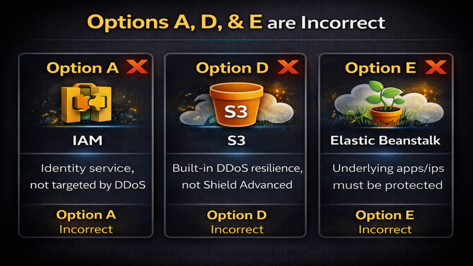Option A is incorrect because IAM is an identity and access management service, not a resource that faces the internet or can be targeted by DDoS attacks. Option D, S3, is incorrect because Amazon S3 is not a supported resource type for AWS Shield Advanced protection. S3 already has built-in DDoS resilience through its distributed architecture. Option E, Elastic Beanstalk, is incorrect because Elastic Beanstalk itself is not directly protected. Instead, you would protect the underlying resources like the ELB or EC2 elastic IPs that Beanstalk uses.